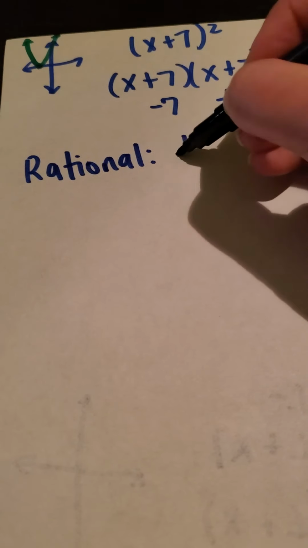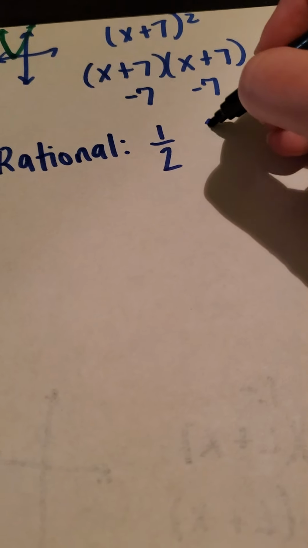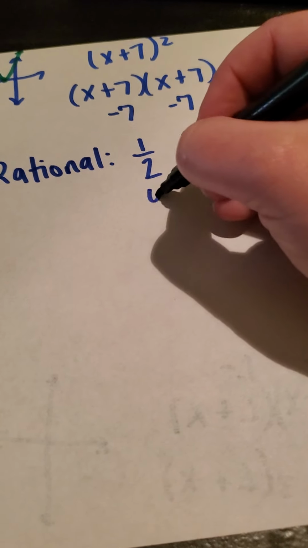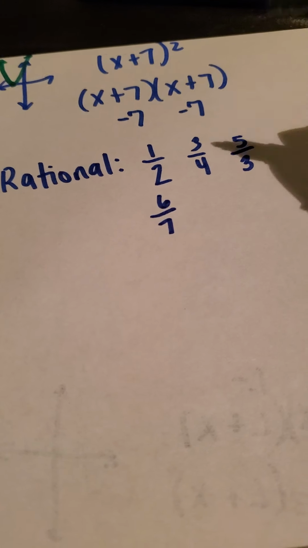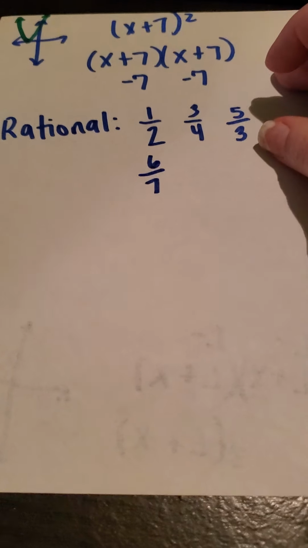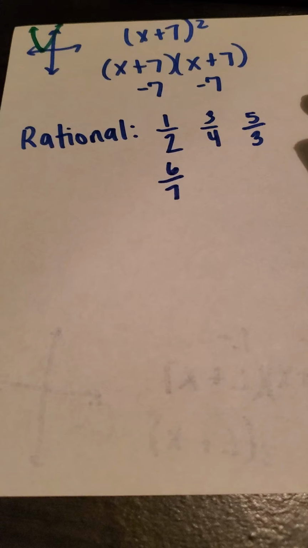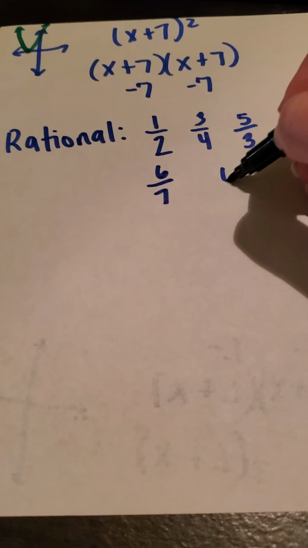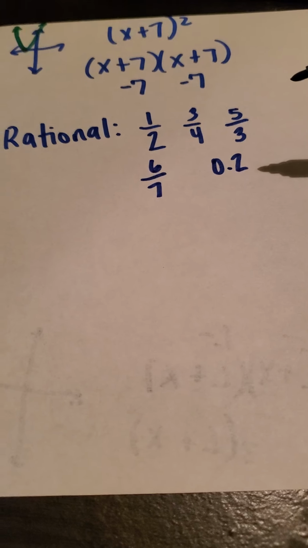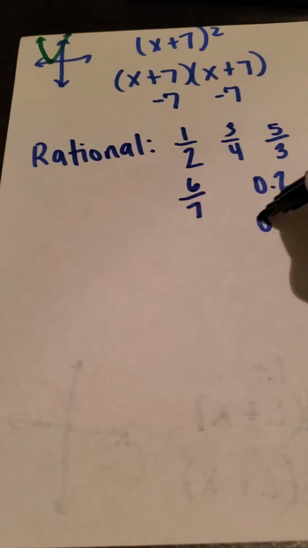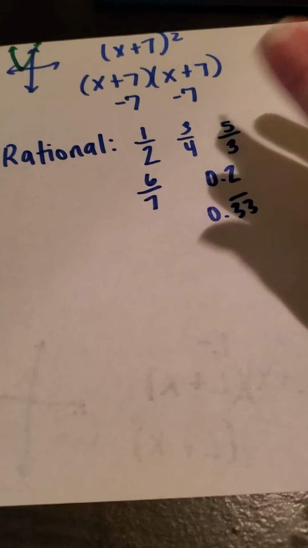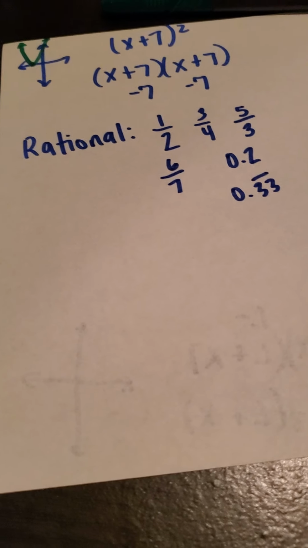So like 1/2 or 3/4 or 5/3 or 6/7, and so on and so on. So that also means anytime you see a short decimal or a repeating decimal, so like 0.2, that can be rewritten as a fraction. 0.33 repeating, that can be written as a fraction. All of those are rational numbers.